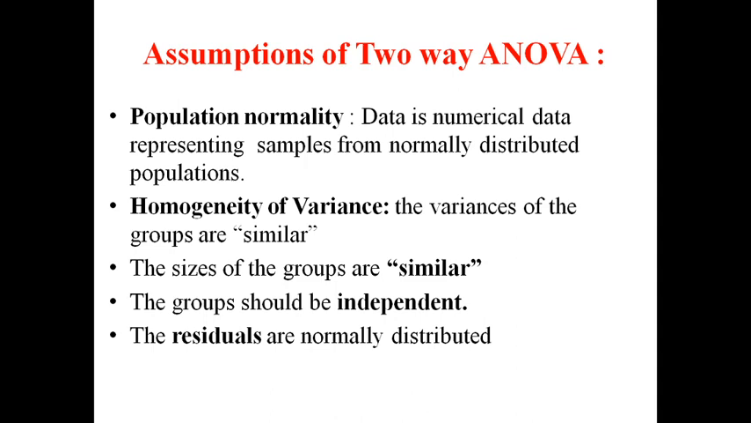Second, what are the assumptions of two-way ANOVA? The assumptions are exactly the same as one-way ANOVA. First is population normality, meaning the data should be collected from a normally distributed population. Second, homogeneity of variance: each group must have equal variance, so the groups should be homogeneous in nature. The sizes of the groups are similar; the sample size of each group should be similar so that we get a robust result. The groups should be independent of each other, and the last one, the residuals are normally distributed. All these assumptions are the same as those of one-way ANOVA.